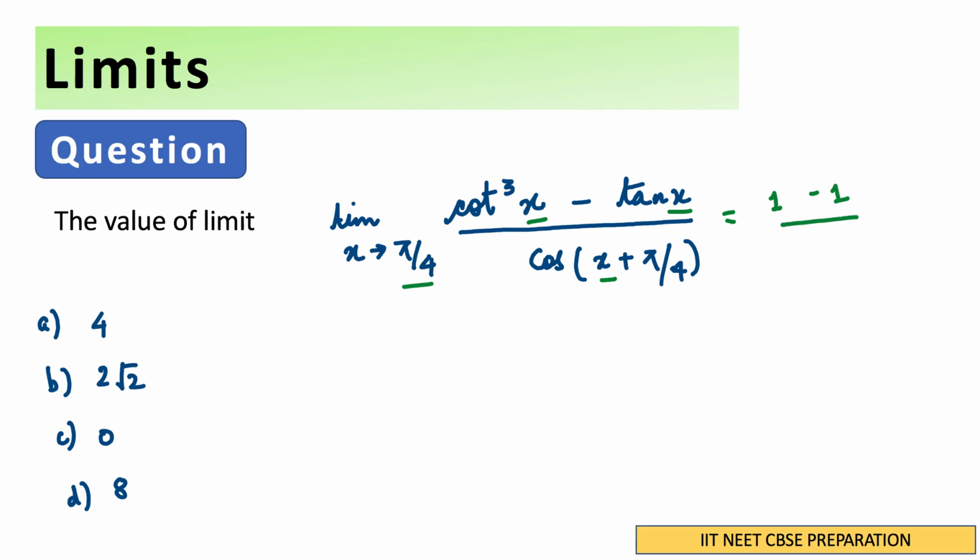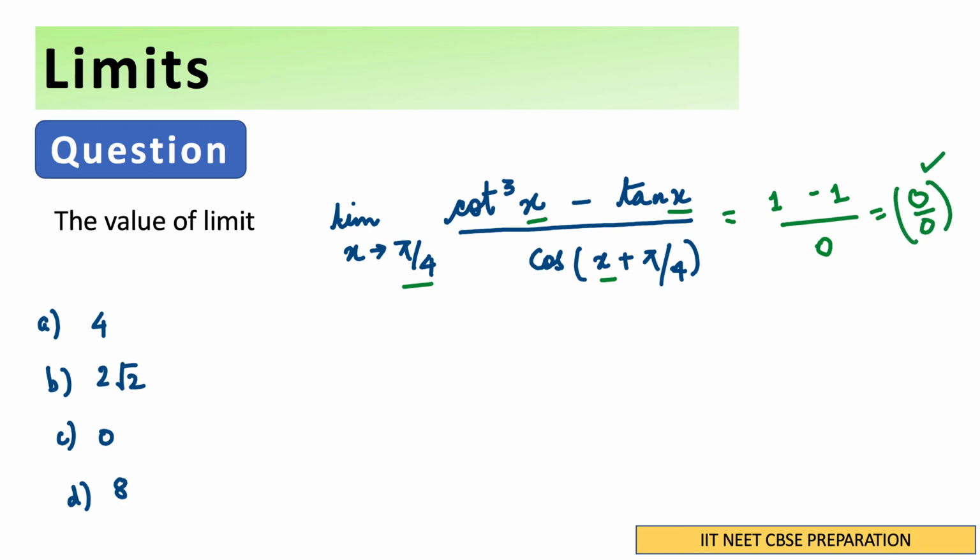Then in the denominator we have cos of (x plus pi by 4). So x will be pi by 4, so it becomes pi by 4 plus pi by 4, that's pi by 2, which means 90. So cos 90 is 0. So we have 0 in the denominator and 1 minus 1 in the numerator, which is also 0. So this form is 0 by 0.